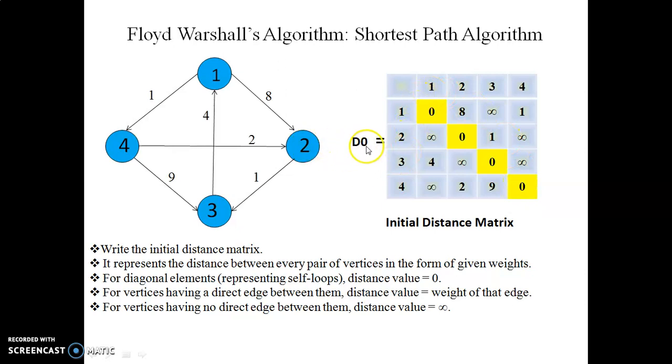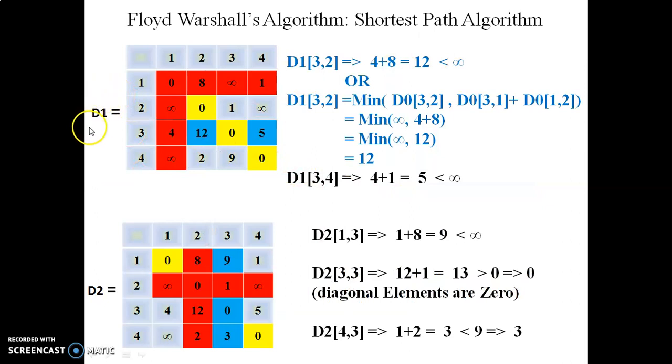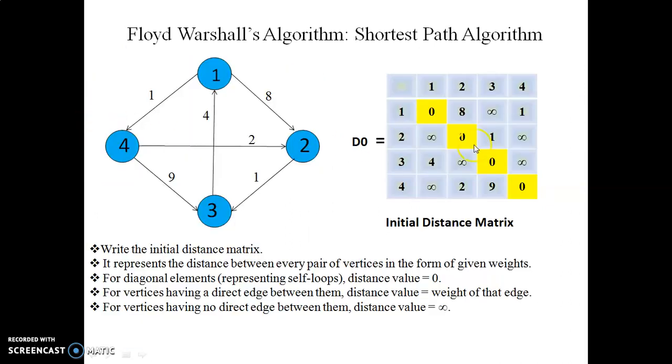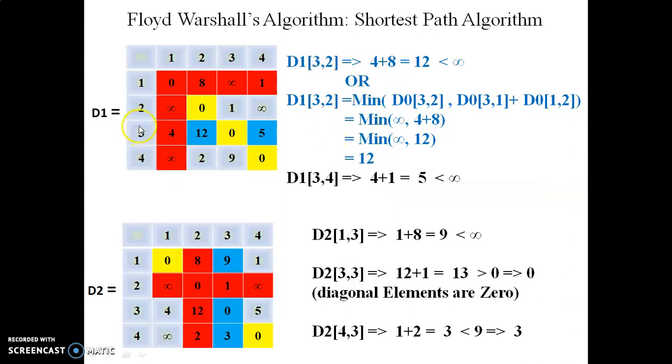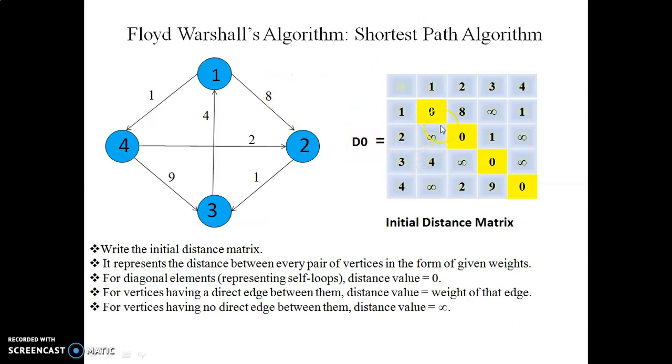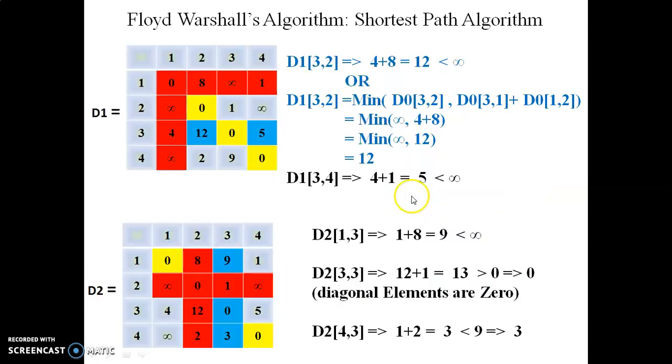Now once you obtain this D naught, that is the initial distance matrix, then you need to obtain the consecutive distance matrices, that is distance matrix 1, distance matrix 2, distance matrix 3, and so on. Now to obtain the distance matrix D1, you need to take a reference of D naught. When you say D1, you need to consider the first row and first column. This first row and first column, which is marked in red, will be the same as that of D naught. That means this first row and this first column will be written here in D1.